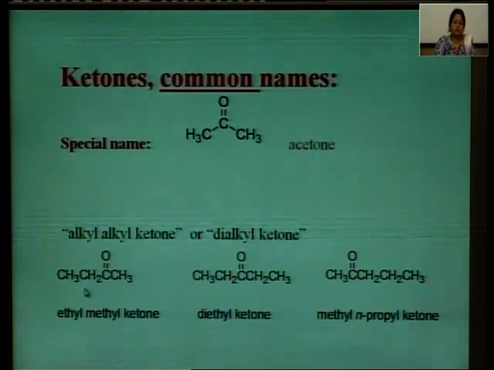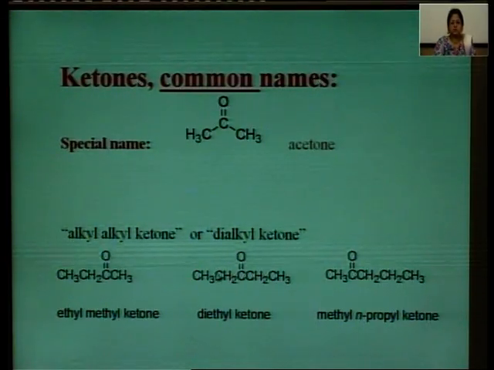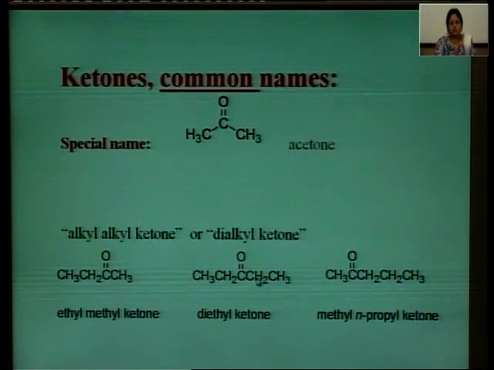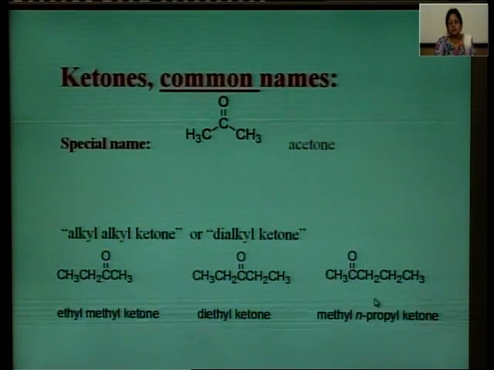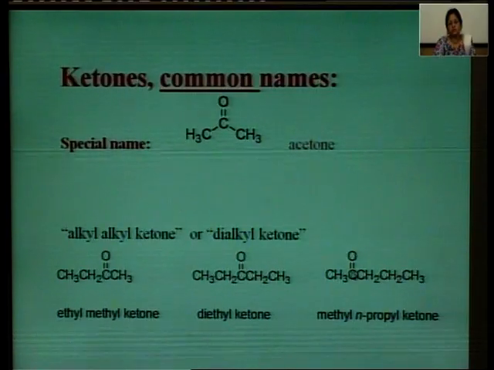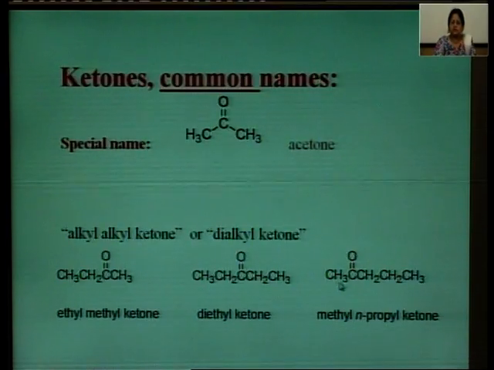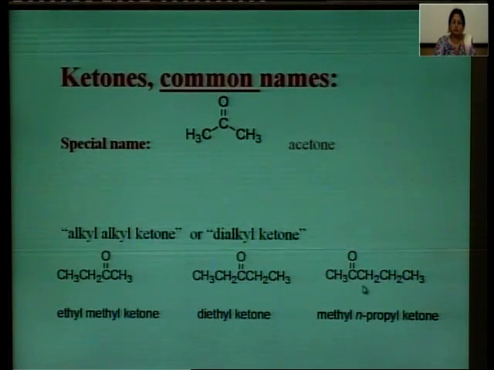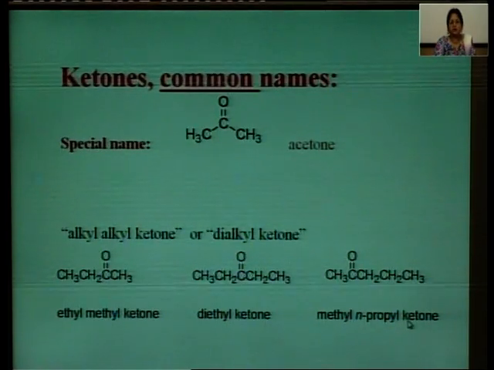That is, this compound is named as ethyl methyl ketone and this compound is named as diethyl ketone. This is another example of the ketone, which is methyl n-propyl ketone. That is, the ketone moiety is attached with one methyl and one n-propyl group. So, the name of the compound is methyl n-propyl ketone.